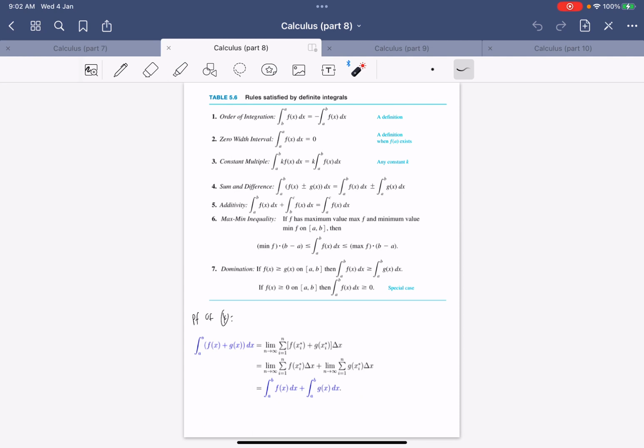And then there are a lot of properties that the definite integral satisfies, which can all be proven by limit laws, which we are familiar with. So, if you integrate from b to a, it is the same as integrating from a to b and taking the negative. And if you integrate from a to a, then of course there's no area, so it's 0, but you can prove it again using limit laws.